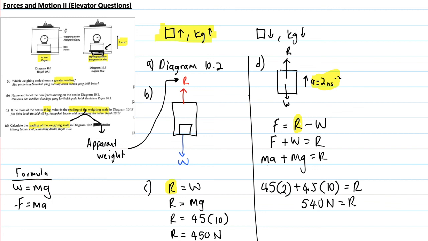Now, looking at the answer in D, what we did was we actually proved our answer in A, because our answer in A asks us which weighing scale shows a greater reading, and we said diagram 10.2. By looking at both readings right here, we can see that diagram 10.1 has a weighing scale reading of 450 Newton. Diagram 10.2 has a reading of 540 Newton right here.